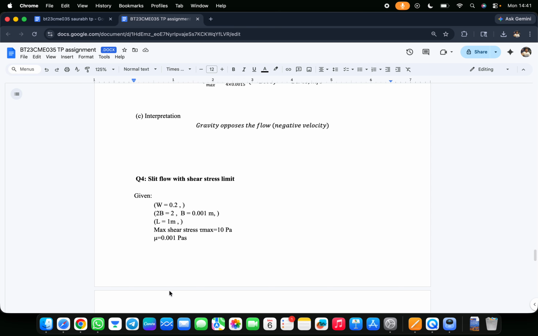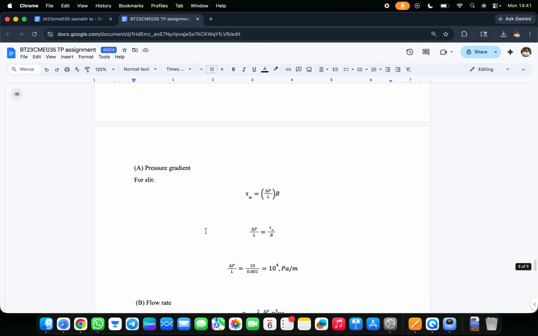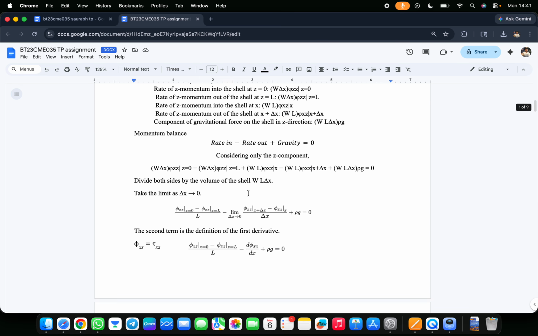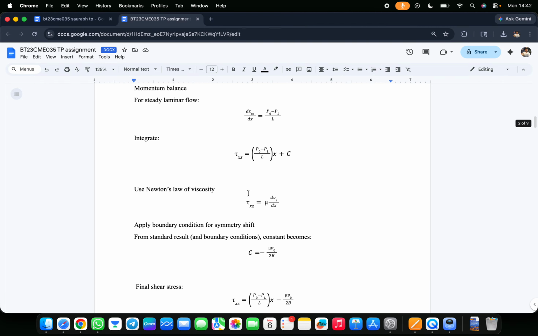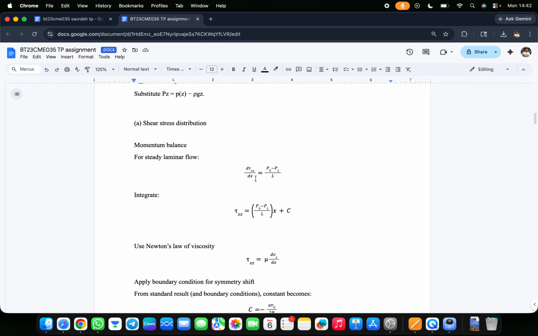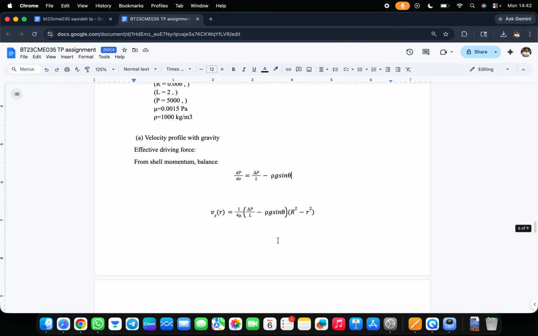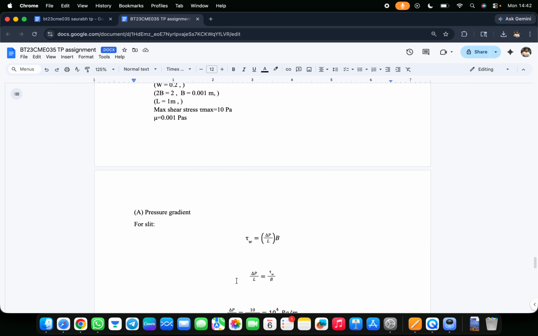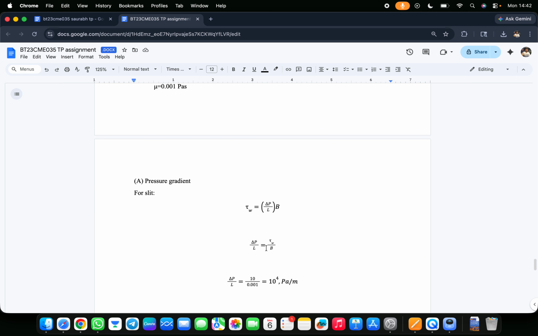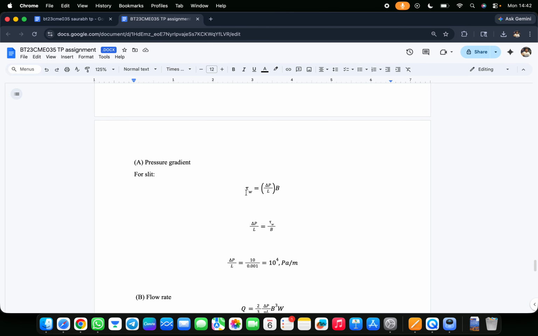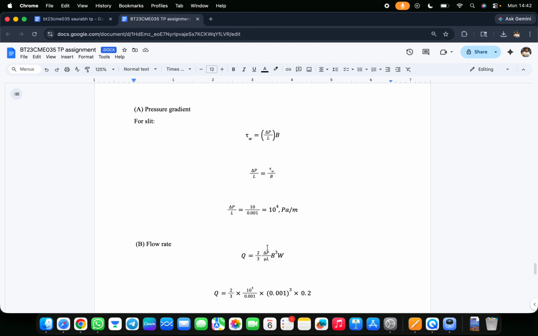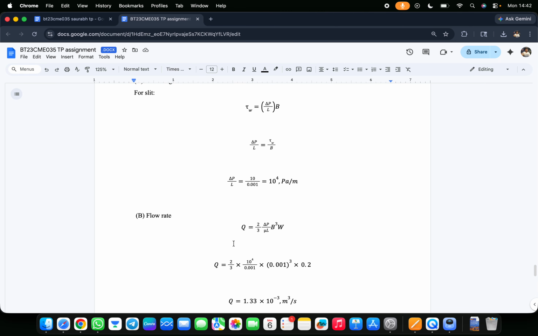So we will quickly see what is happening. In question number 4, the given data is the width and that much, and the pressure gradient is what we have to calculate. For the slit we have derived in the very first question how it is varying. So here you can say that tau xz is equal to mu dvz by dx. Similarly here that term will become, and we will put that, and we have to find the del p, and every other value is given. So here we will get the del p this much.